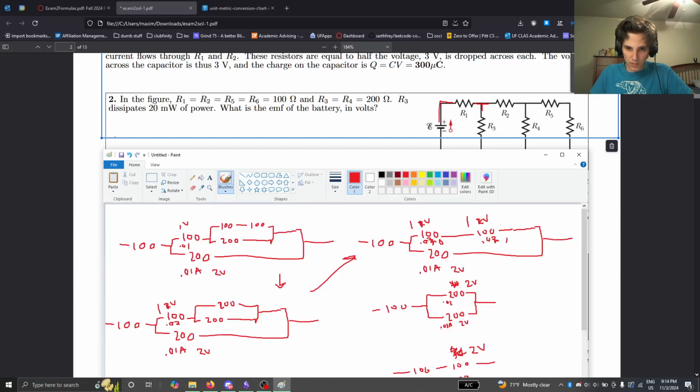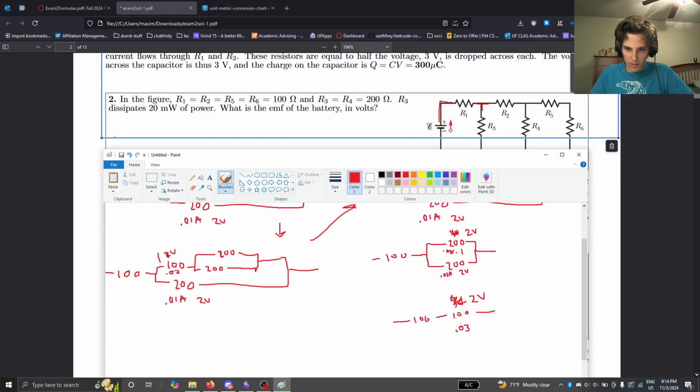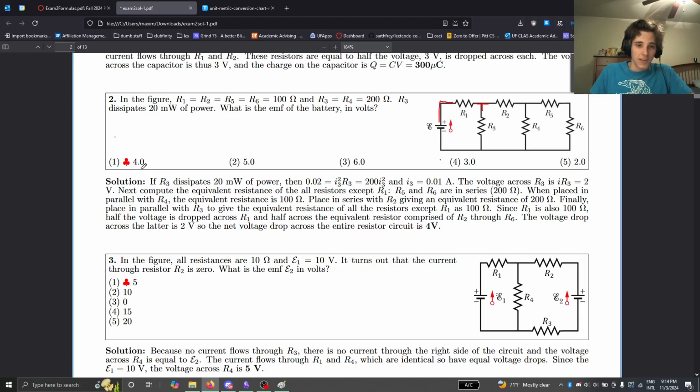And also, it's 0.1 amp up here, which becomes 0.2 amps up here. But then this is also 0.2 amps, so it's also 2 volts. And you add them together, you get 4 volts. That's all it is. Oh my goodness.